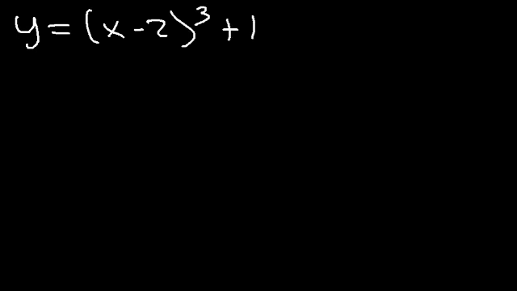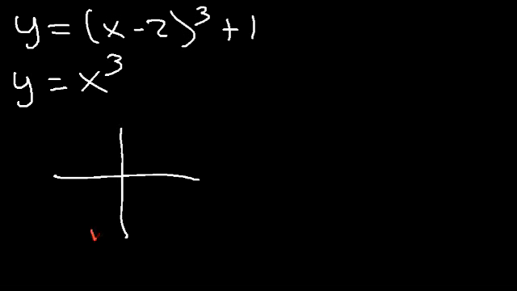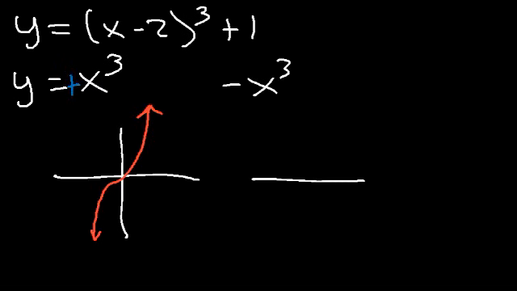So what about this function? y is equal to x minus 2 raised to the third plus 1. What is the domain and range for this function? So let's start with the parent function x cubed. The parent function looks like this. It's always increasing. And this is positive x cubed. Negative x cubed looks like this. The end behavior is up and then it's down.